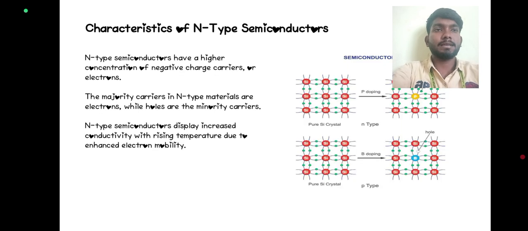Characteristics of n-type semiconductors. N-type semiconductors have a higher concentration of negative charge carriers, or electrons. The majority carriers in n-type materials are electrons, while holes are minority carriers. N-type semiconductors display increased conductivity with rising temperature due to enhanced electron mobility. Diagram for semiconduction as shown in the figure.